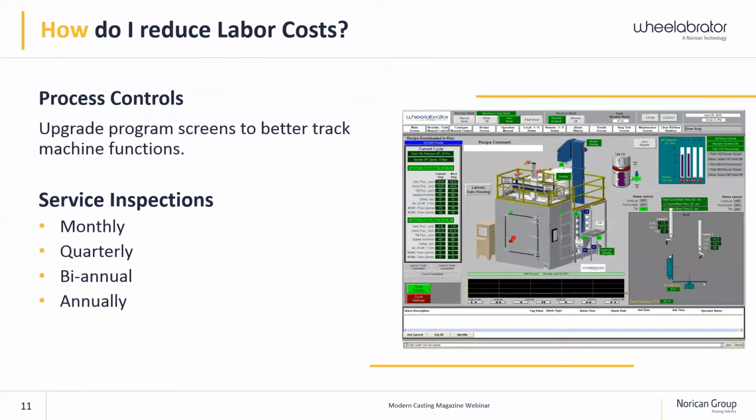Another way that you can reduce some of these labor costs is through process controls. A lot of these machines out there, they're old push button machines. There's a lot of new integrations that can be tied into shot blast machines. This is probably one of the areas that the most improvements can be made on them going forward. You can upgrade with HMIs, PLCs, stuff like that. There are infinite amount of things that can be tracked on these machines.